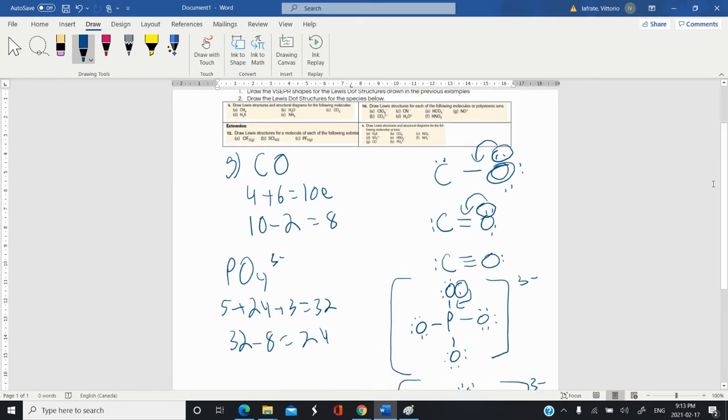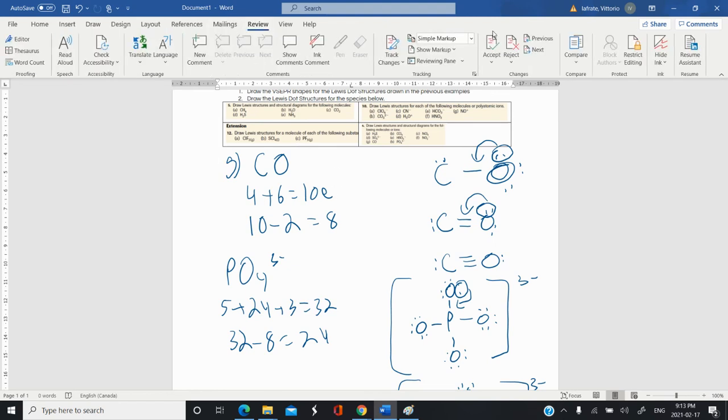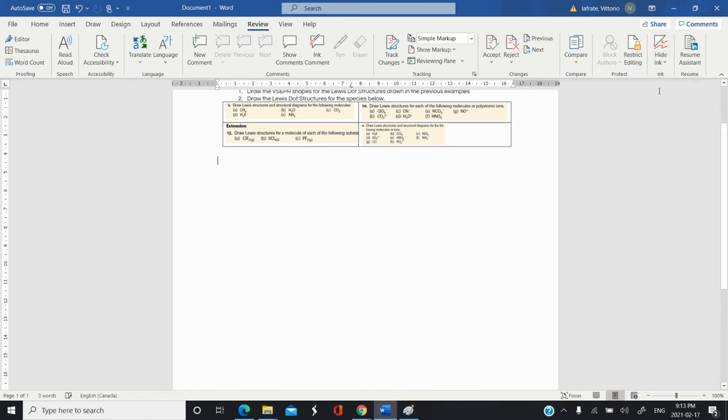And so there's all the examples for question 4. Now we'll try the examples in question 12. So we'll try the Lewis dot structure for ClF3. So you can pause the video and try it yourself. So we have ClF3.